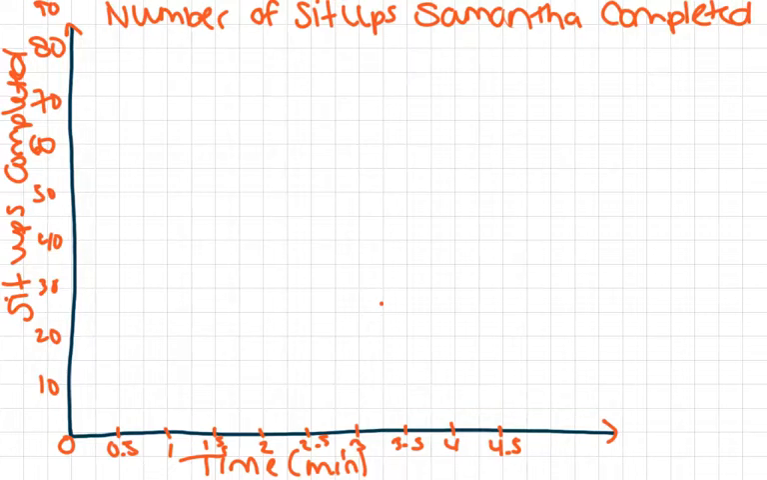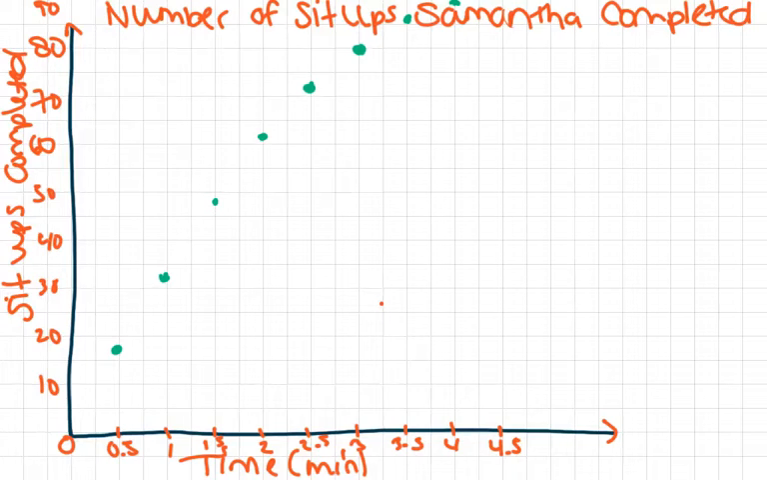But now I'm going to plot the points. So after half a minute, she had done 17 sit-ups. After 1 minute, she had done 33. After 1.5 minutes, she had done 48. 2 minutes, 62. 2.5 minutes, 72. 3 minutes, 80. 3.5 minutes, 86. And 4 minutes, 91. Right up here somewhere. Right?